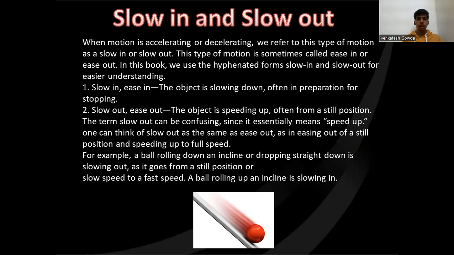For example, a ball rolling down an incline or dropping straight down is slowing out, as it grows from a still position or slow speed to a fast speed. A ball rolling up an incline is slowing in. Here we can see an example. A ball rolling down is an example of this type of animation.